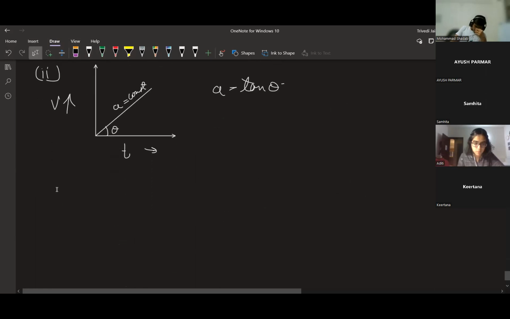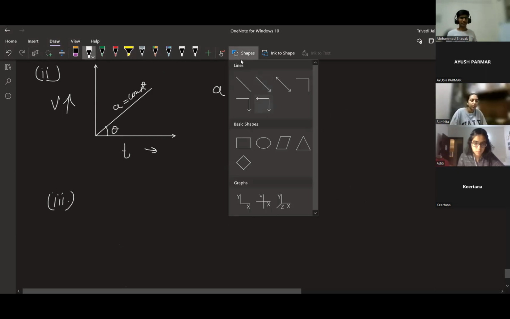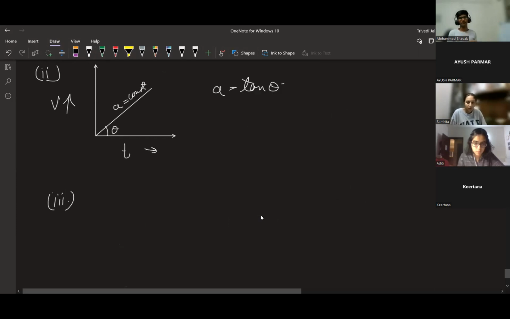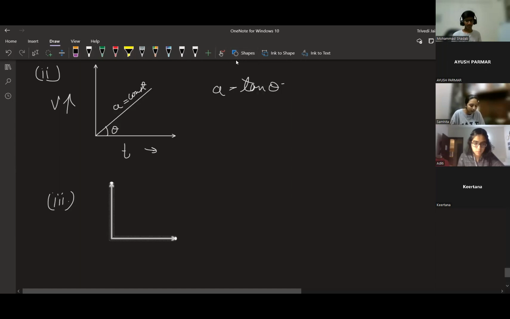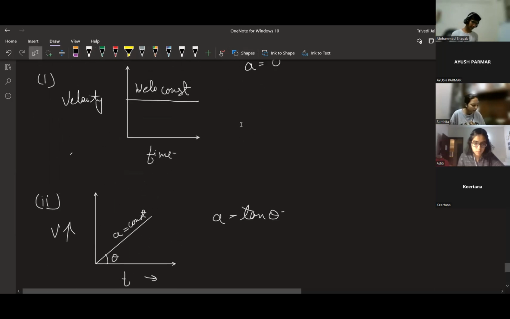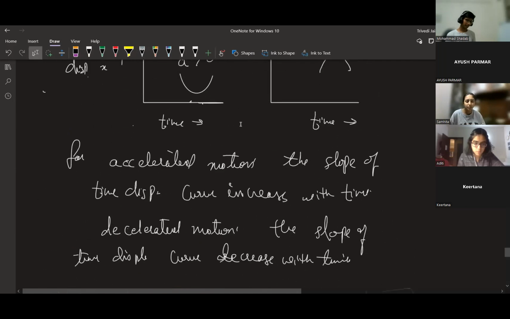Okay, third one, I want Samhita to give the explanation. So that means in velocity time graphs, the slope gives acceleration, right? Yes. And then for displacement, it's velocity. But you took acceleration last time, right? Which one, dear? For the fourth one. Okay.